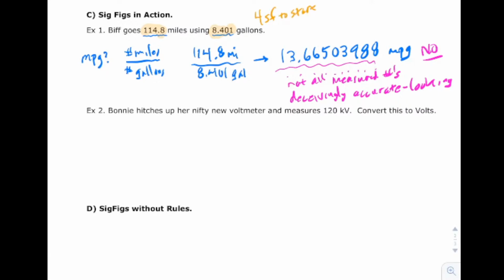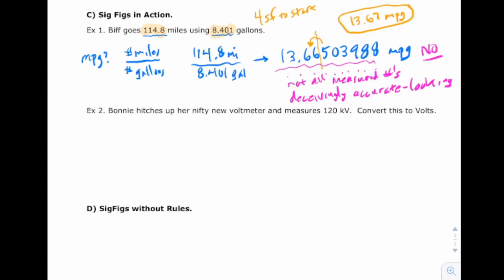The idea is if you started with 4 measured numbers, you're not going to end with 10 measured numbers. You're going to end with 4 measured numbers. And so really, we should think about rounding this off at 4 digits. Now I do say round. This 5 is telling me to round that up. 13.67 miles per gallon. That is as accurate as you can claim. You can claim it out to 13.67.